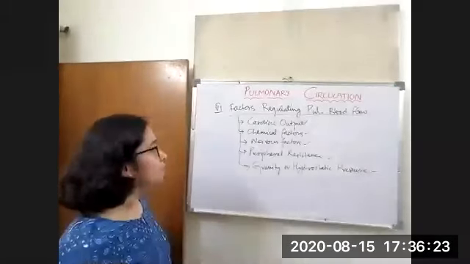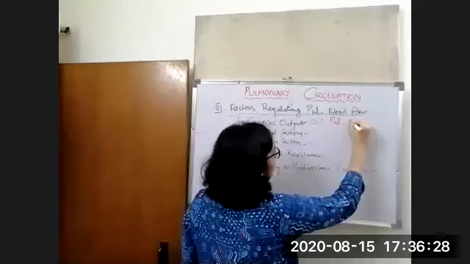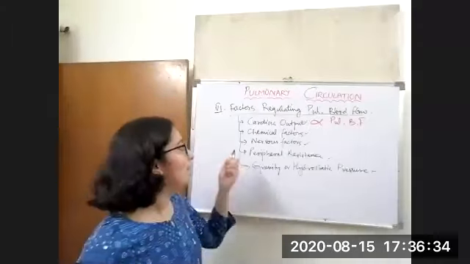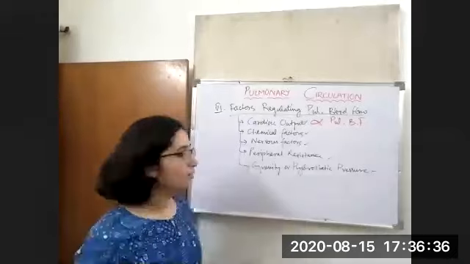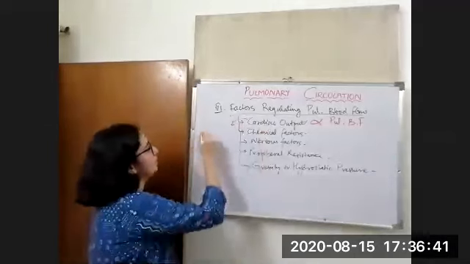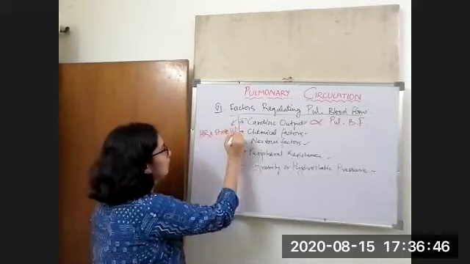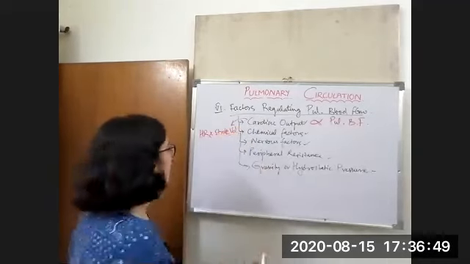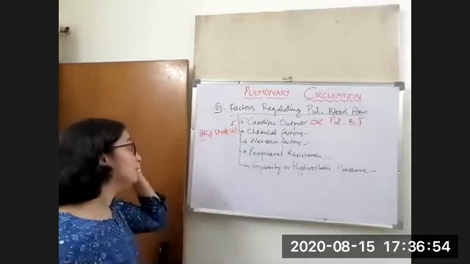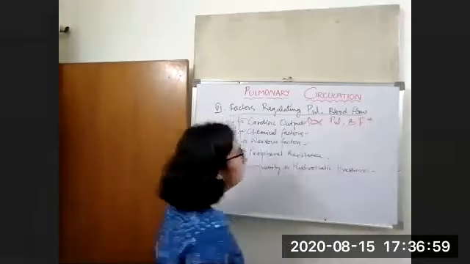How cardiac output affects it: it is directly proportional to the pulmonary blood flow. What does it mean? As the cardiac output increases, the pulmonary blood flow will also increase. Cardiac output is nothing but the multiplication of heart rate into stroke volume. All these you will be learning in the chapter of circulation. So as we increase the cardiac output, the pulmonary blood flow will increase.